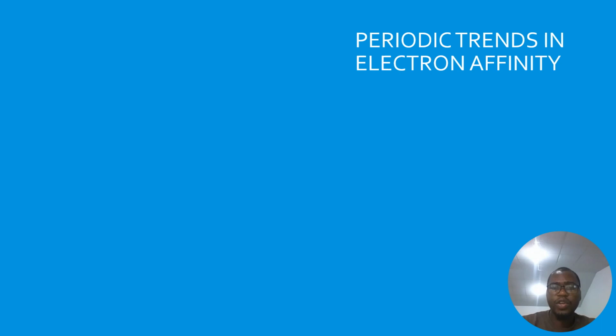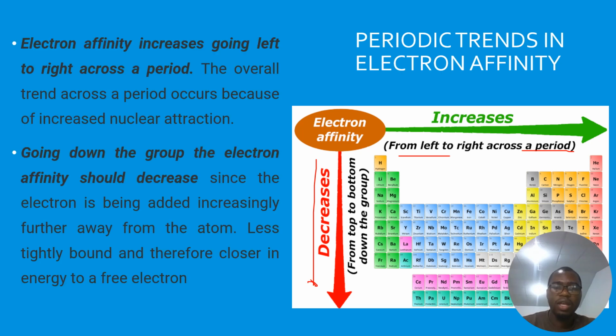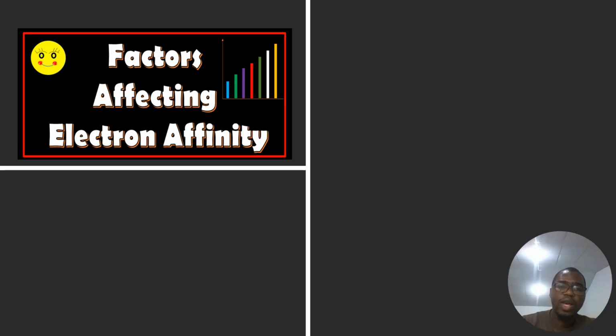Let's look at the periodic trends in electron affinity as we did in the introductory part of this video. We said electron affinity increases across a period, that is from left to right, and then it decreases as you go down the group. So that is the periodic trend. Now, what we are interested in is what are the factors that affect this trend? What is responsible for these trends that we have just seen?